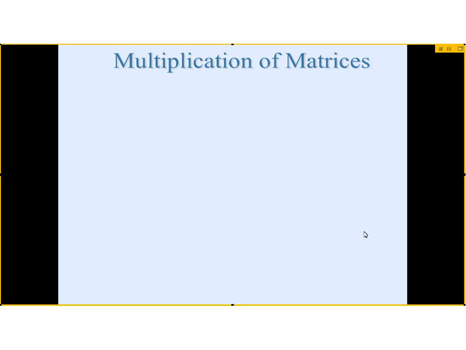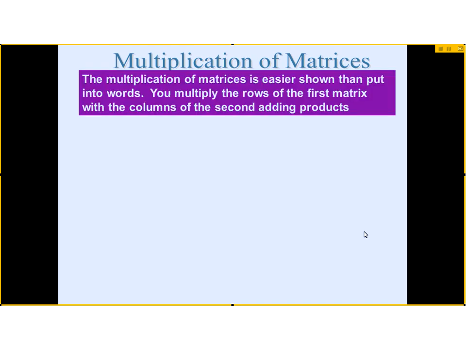Now multiplication of matrices. The multiplication of matrices is easier shown than put into words. You multiply the rows of the first matrix with the columns of the second, adding the products. These are the laws that we follow with the multiplication of matrices.